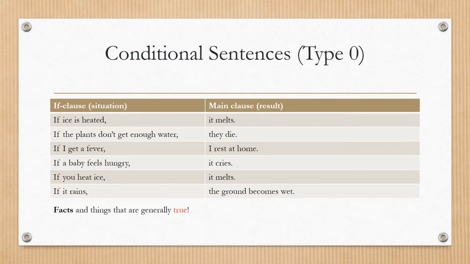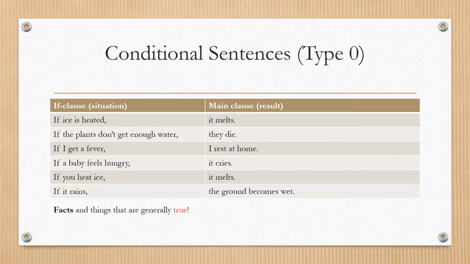The same case for the rest of the examples. If I get a fever, I rest at home. If a baby feels hungry, it cries. If you heat ice, it melts. If it rains, the ground becomes wet. You can see all the if clauses are about the situation or the condition, and the main clauses are the results. They are all about what happens in those situations or conditions.